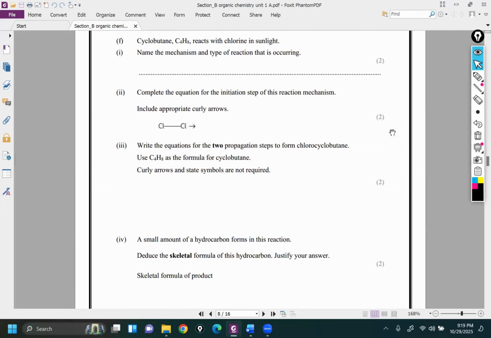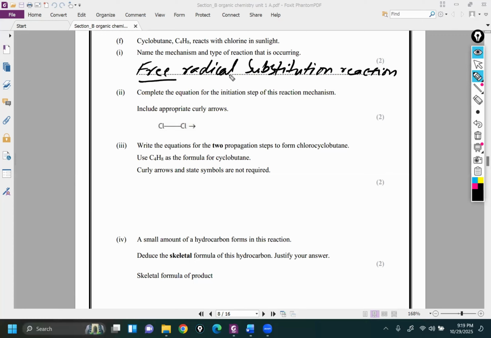The next part: cyclobutane reacts with chlorine in sunlight. Name the mechanism and type of reaction that is occurring. Same question again, repeating the question. So it is a free radical substitution reaction. 1 mark for the free radical, 1 mark for the substitution reaction.